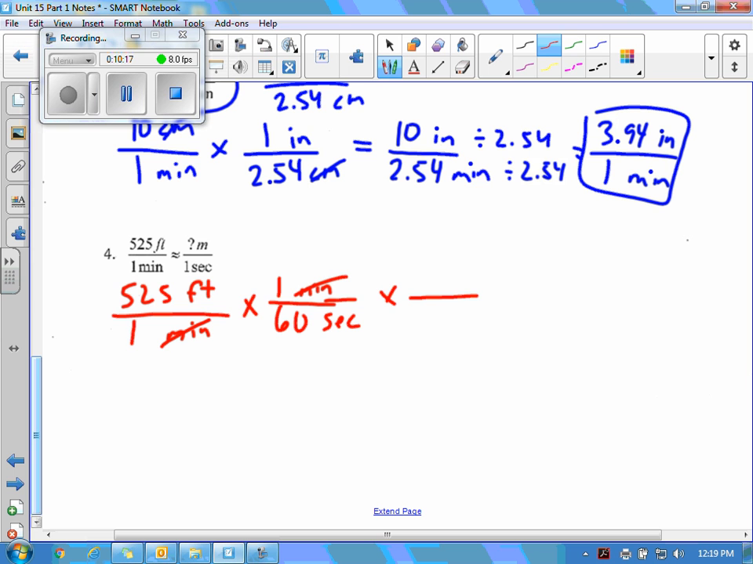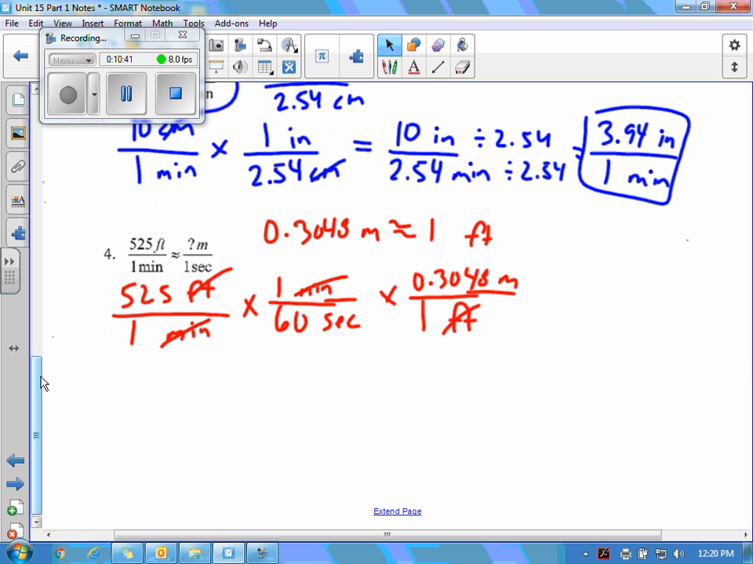So I know from my book that there are 0.3048 meters in a foot. So feet are at the top, they need to be at the bottom then, cancel out. 0.3048 meters will go to the top now. So feet can cancel out. So if you look, the units that I have left are seconds and minutes.